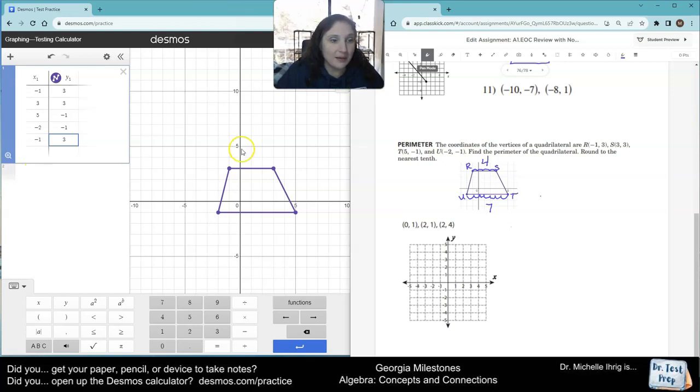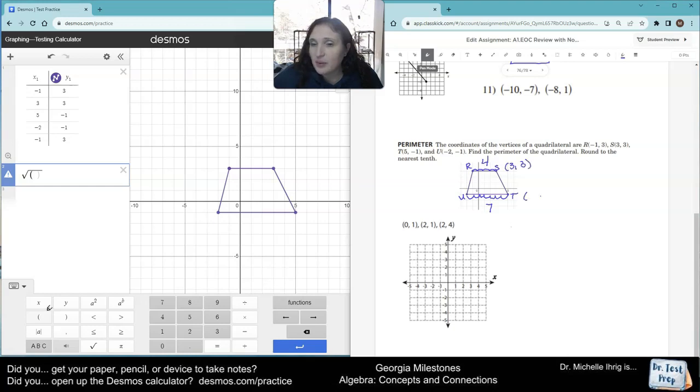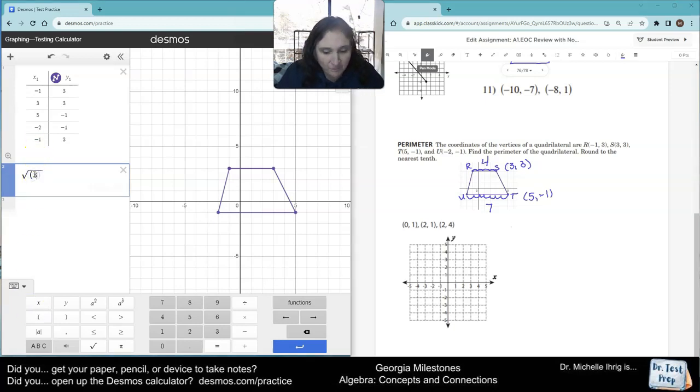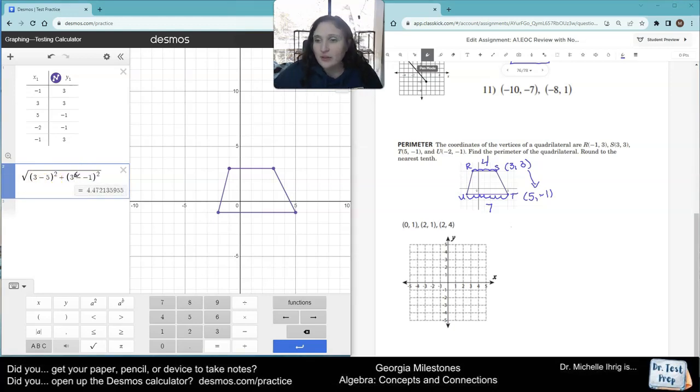So I'll go back up and type in my distance formula again. I've got the square root, and I'm going to subtract the x's. So my S point is 3, 3, and my T point is 5, negative 1. So I'm just going to type in 3 minus 5. I'm just subtracting my x's, and then I'm typing in squared. Plus, copying the formula, y minus y squared. Well, my y's are going to be 3 minus negative 1. So here comes 3 minus negative 1. So I know this value, it says round to the nearest tenth, so we'll call that 4.5 because it's 4.47.